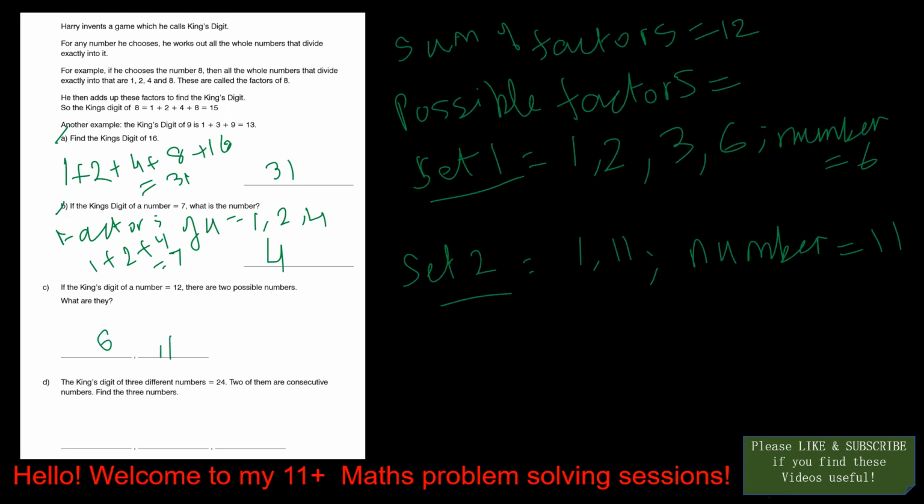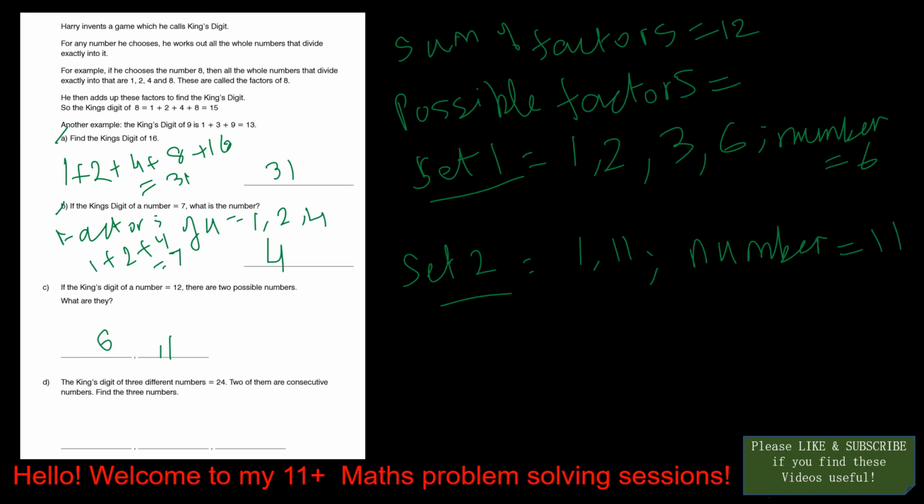Okay, so the next one is part C. Part C tells us if the King's digit of a number is 12, there are 2 possible numbers. Now, what are they? So, the sum of the factors is 12. So, what are the possible factors? I've done this as set 1 and set 2. In set 1, if the sum of the factors is 12, then the factors could be 1, 2, 3, 6. So the number is 6. Now from the previous question, we know that it can't be 4, because when you add up the factors of 4, you get 7.